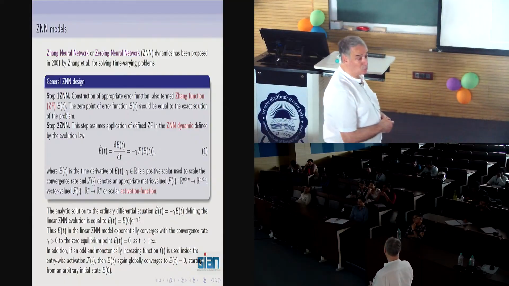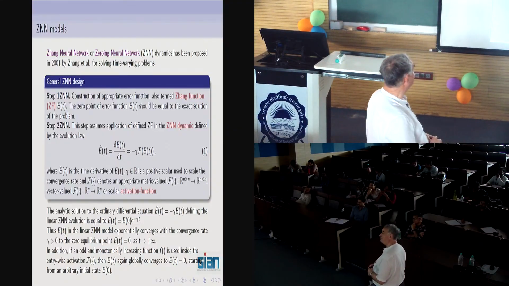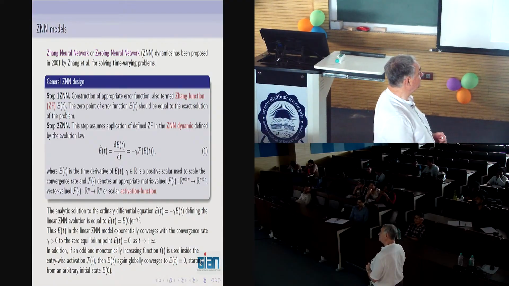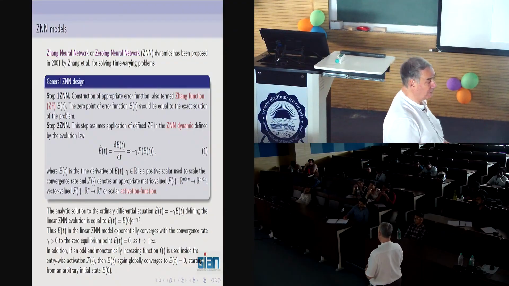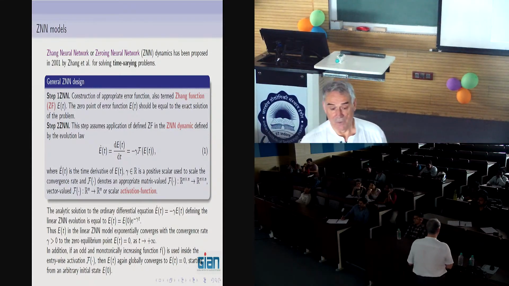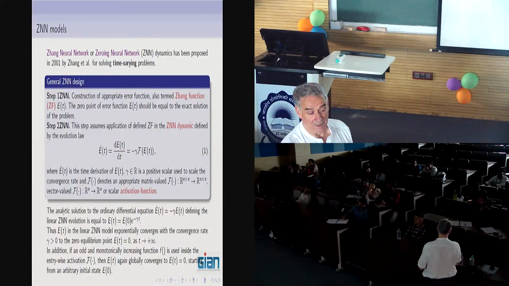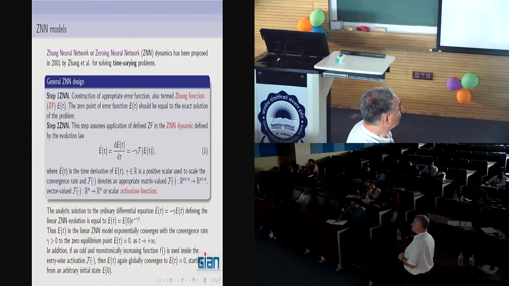Again, we need two global steps to define the ZNN dynamical system. Again, the first step is construction of an appropriate error function, termed the Zhang function, ZF shortly, E of t. You can suppose again that the zero of E of t, the error function, is the solution of our problem. When we find the solution of the equation E of t equals 0, we will solve our problem.